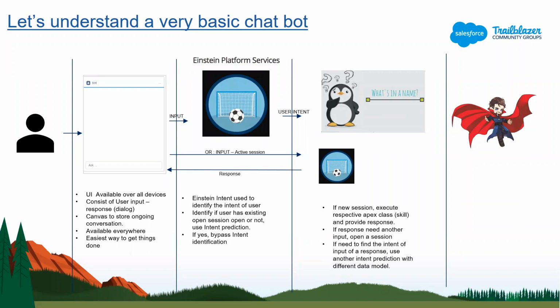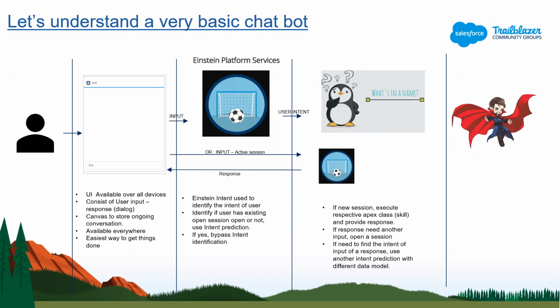Whenever we receive an input, it is available in a natural language format. To get the intent out of it, what the user actually meant, we will be using Einstein platform services to get the intent out of the query, out of the input given by the user. And once we get the user intent, we will follow up with that intent to the respective task which has to be done. So we will be identifying what exactly has to be done based on the intent.